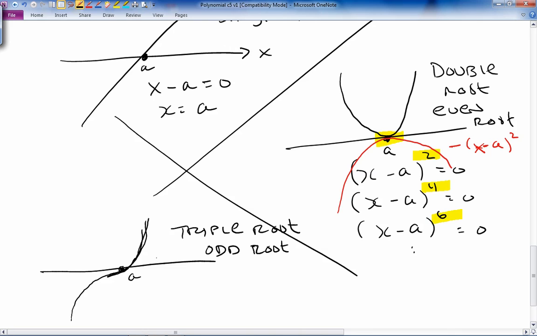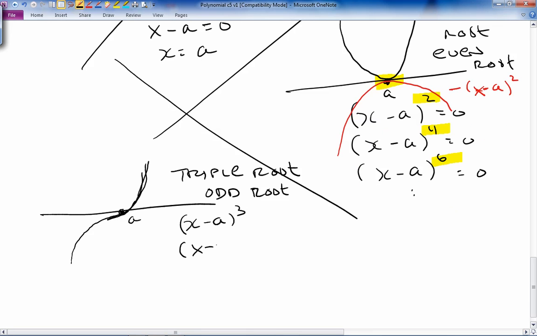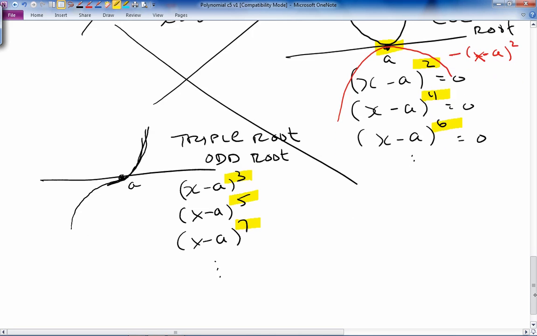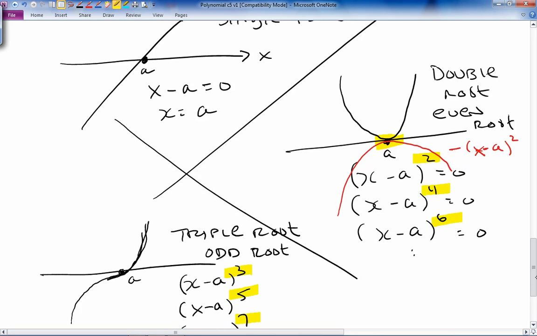And that will be to the third power, or to the fifth, seventh. Again, it's the exponent driving the root. We usually think about it as a triple root, but it comes about when the exponent is odd. So 3 types of roots. Get them all on the screen there.